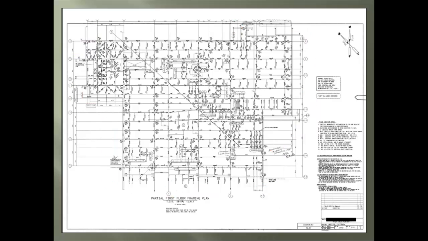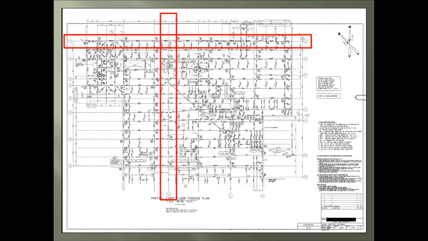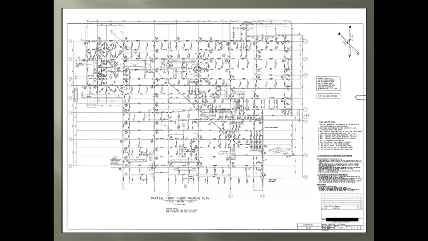Next are the grid points, and you will find either numbers or letters running horizontal, then the opposite running vertical, and where they cross each other is the grid point. Let's move around the plan view sheet and point out the key points that will provide tons of information.